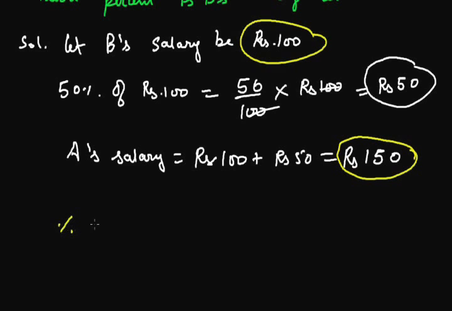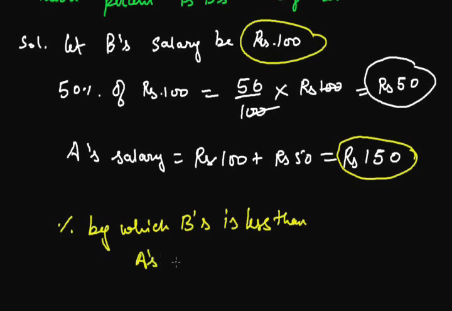Therefore the percent by which B's salary is less than A's salary will be equal to ₹50. That is the decrease value, that is B की सैलरी A की सैलरी से कितनी कम है वो हम ऊपर लिखेंगे, that is ₹50. अब यहाँ पर हमें कैलकुलेट किसके रिस्पेक्ट में करना है. हमें क्वेश्चन में पूछा है कि B की सैलरी A की सैलरी से कितना % कम है, तो हमें कैलकुलेट करना है A के रिस्पेक्ट में.